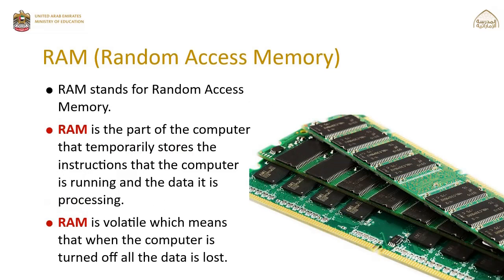Alright, now what is RAM? RAM stands for Random Access Memory. RAM is the part of the computer that temporarily stores the instructions that the computer is running and the data it is processing. RAM is volatile, which means that when the computer is turned off, all the data is lost. So one thing is very important about RAM: it only stores the information or instructions temporarily.